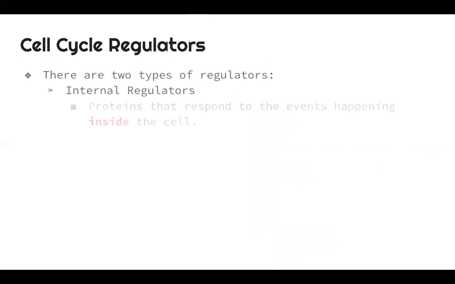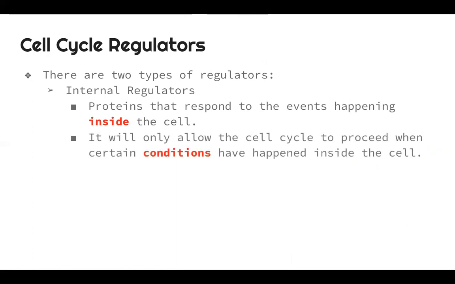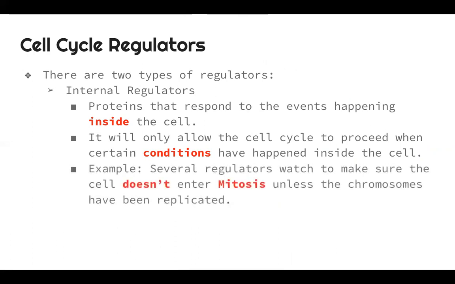So there are two types of regulators. The internal regulators are inside the cell, and they allow the cell to proceed to the next stage when certain conditions happen inside the cell. If it doesn't meet those conditions, such as if a cell has not duplicated its chromosomes at the end of S phase, then it's not allowed to go on to mitosis.